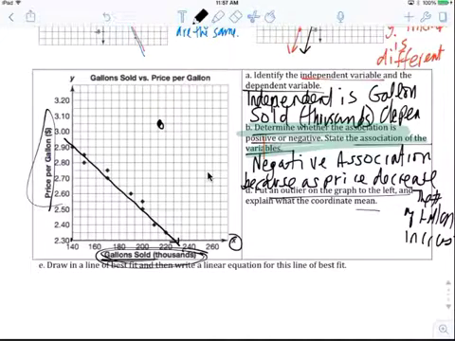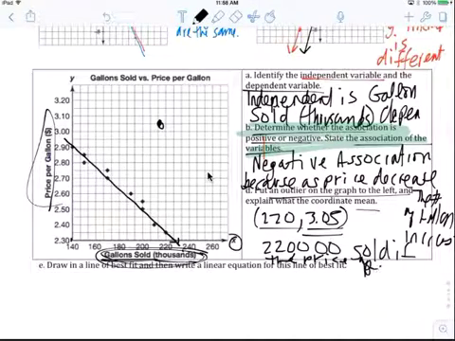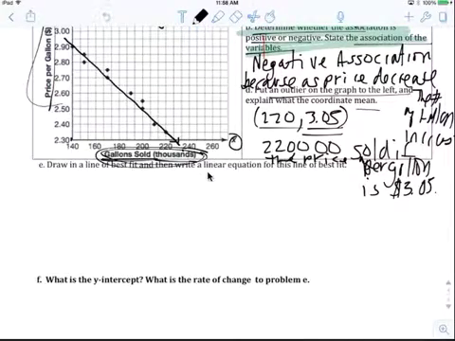Outlier here, if I put it there, it's 220 and $1.05. Means 220,000 gallons sold if the price per gallon is $3.50. Price per gallon, sorry guys, is $3.05. Read the mess. Okay, let me draw a line of best fit, then write a linear equation.